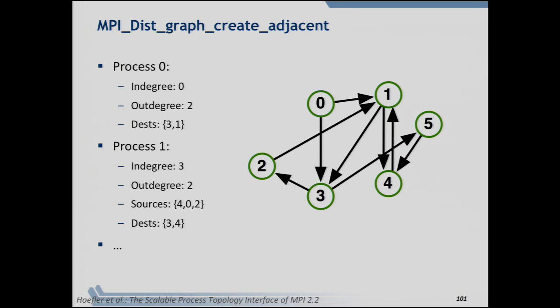Similarly, for rank 1, this has an in degree of 3. There are 3 sending data to it, and an out degree of 2. There are 2 ranks it is sending data to, and the sources are 0. Where is that? 4, 0, and 2. So 4, 0, and 2 are the ones sending to it, and 3 and 4 are the ones it is sending to. So it's that kind of detail that goes into this function. Each process will be calling this function with this kind of parameter list. Okay, is that clear?